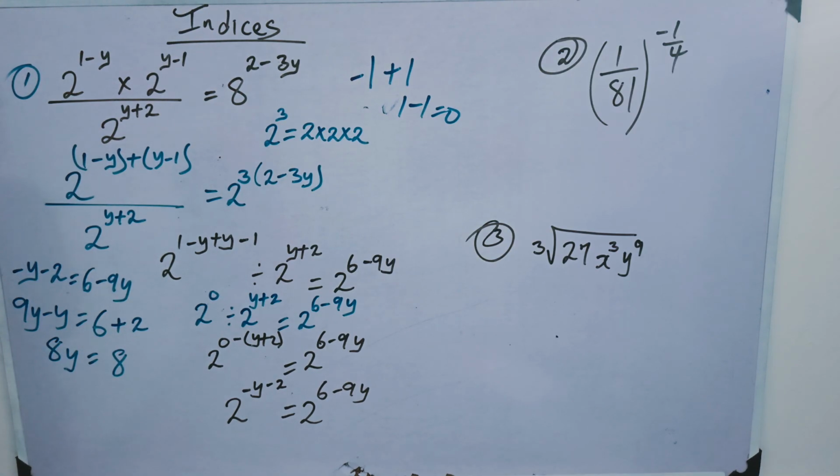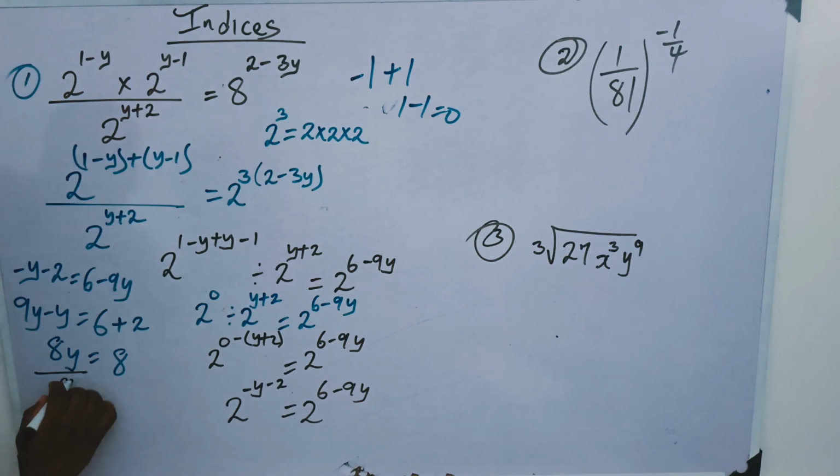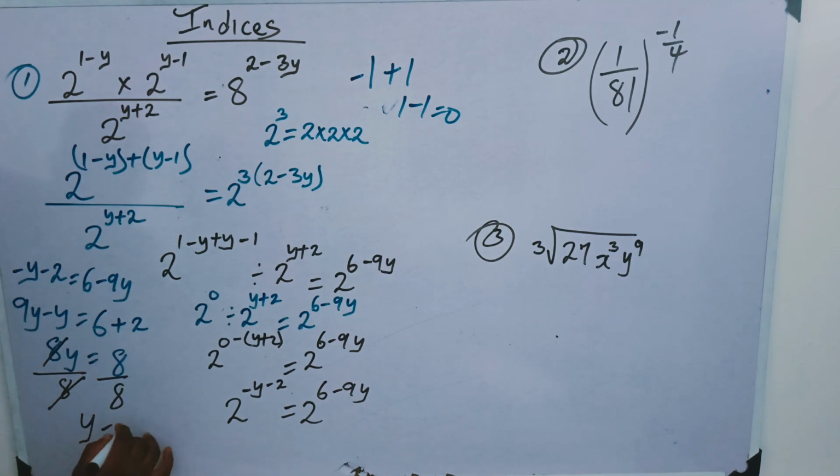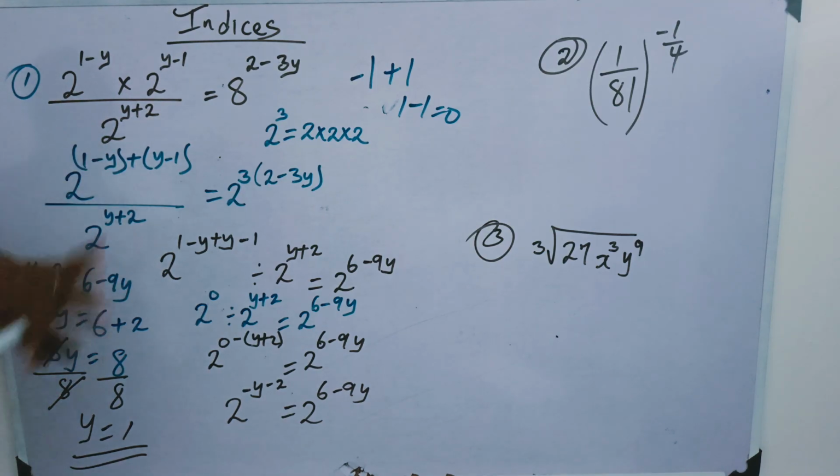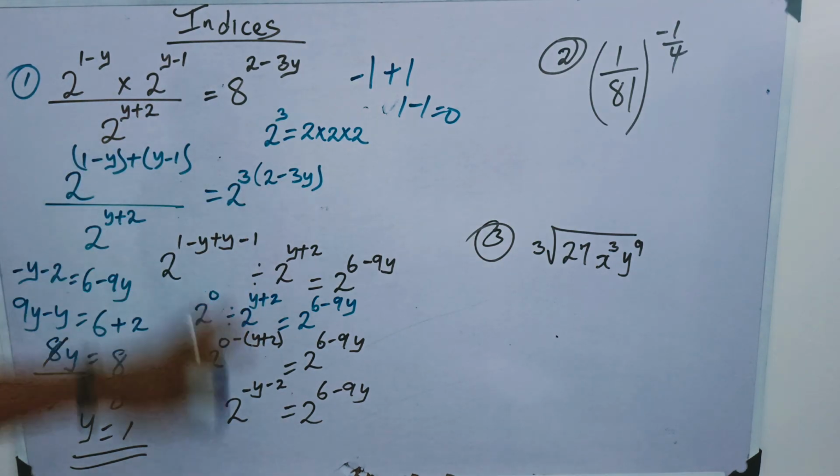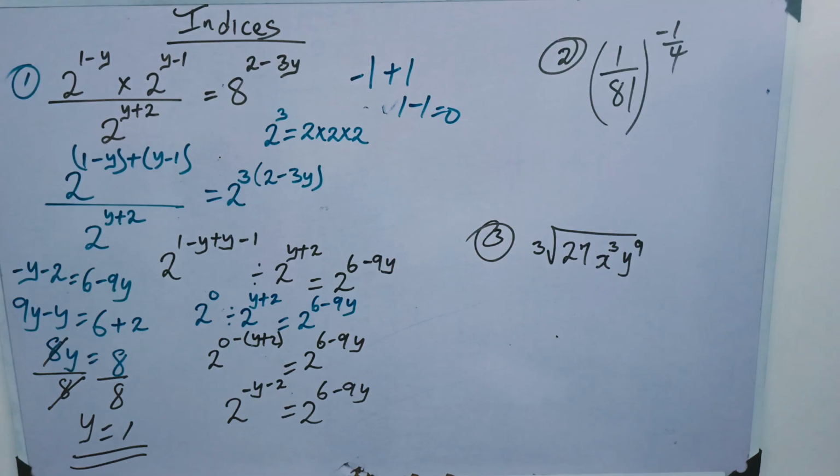Okay, so at this point, you just divide through by the coefficient of y, which is 8. Okay, so 8 takes off 8. So the value of y is 8 divided by 8 is 1. So the value of y is 1. So it's really simple if you're able to follow the principles and the laws. All right, let's solve this.